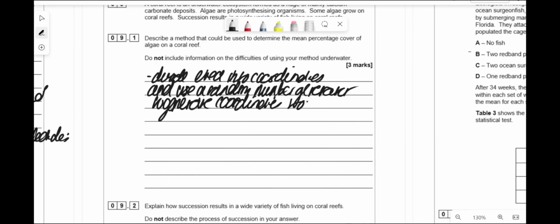To sample, sorry, I should say. And what you do is you use a large number of quadrats, because you don't want to use like 3, you need to use a good amount. And then obviously you count up the population of algae, and then you divide the total percentage by the number of the quadrats that you have.